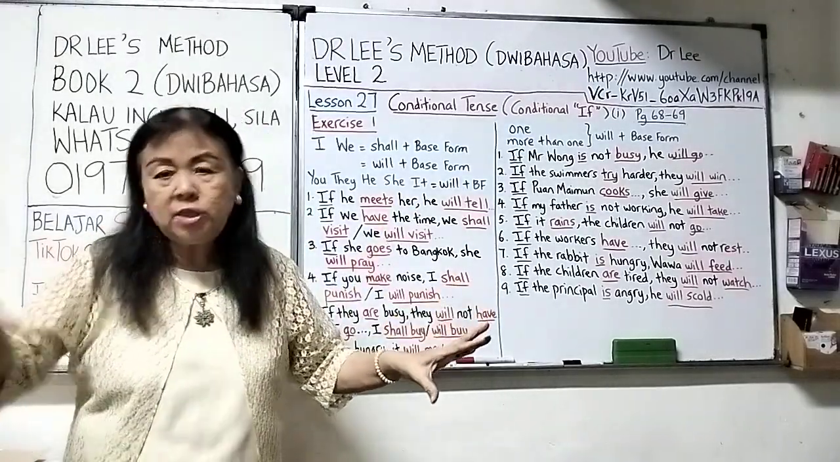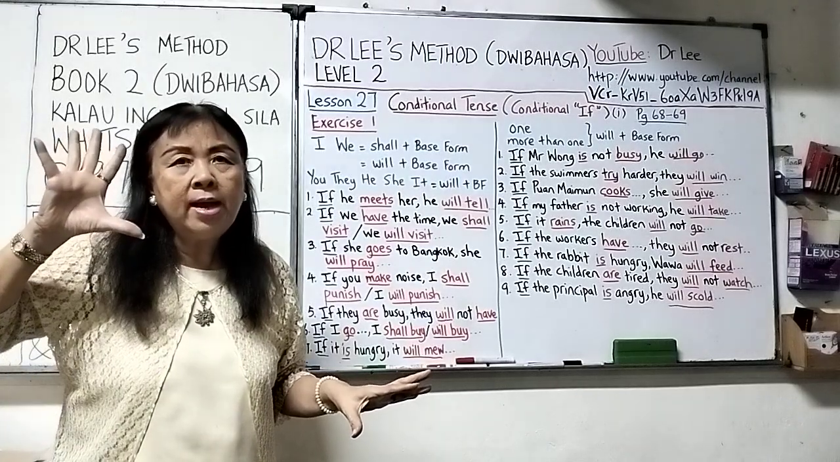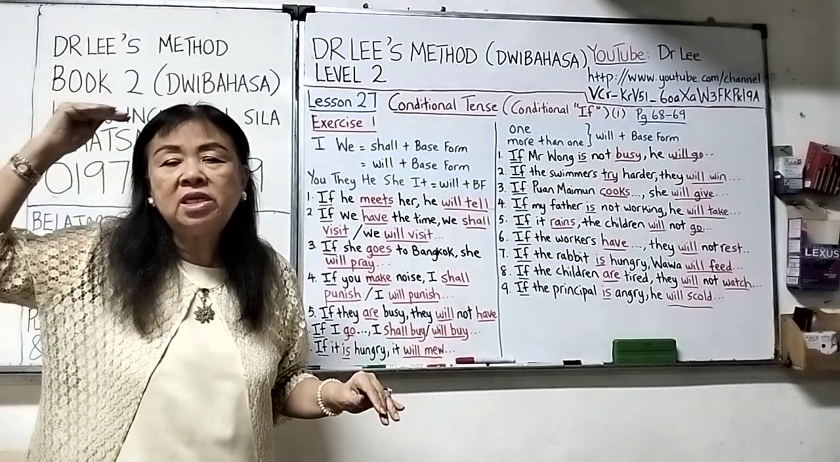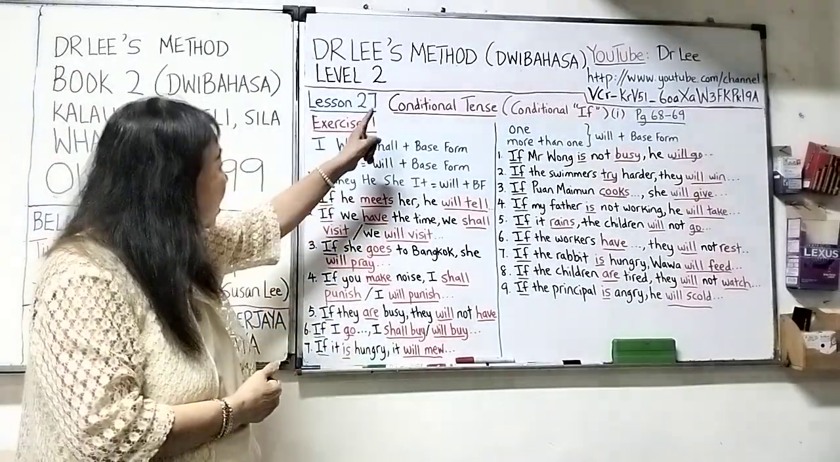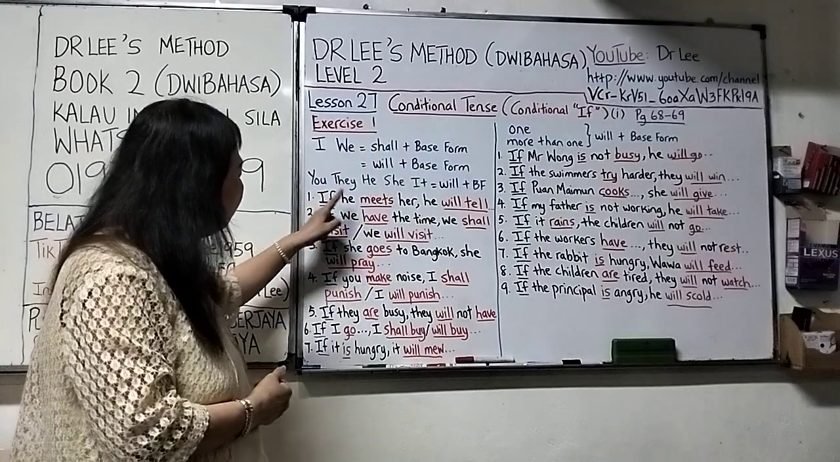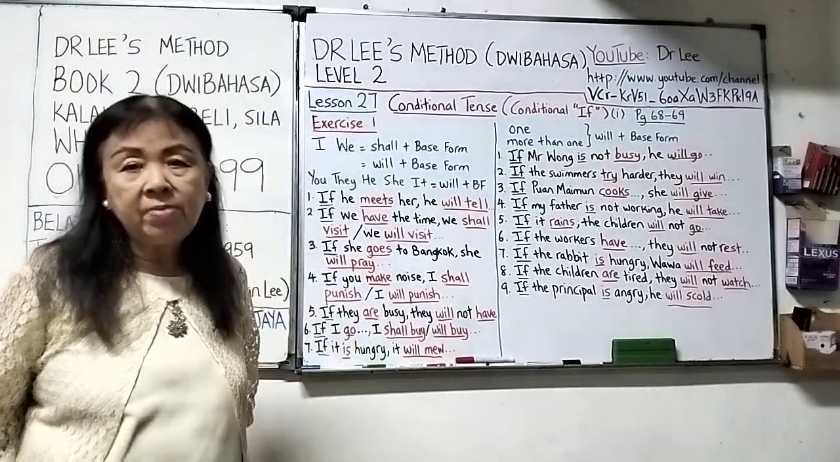If this happens, this will happen. We are sure, or we are quite sure, or it is highly possible that it will happen. That is why we use this conditional tense: if plus a present tense plus will or shall, followed by the base form.